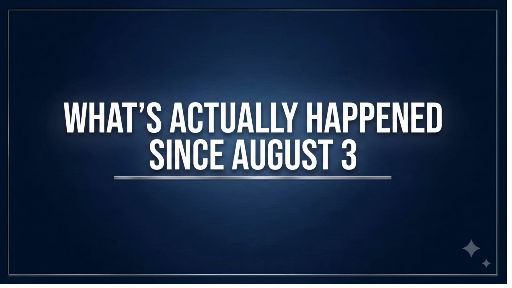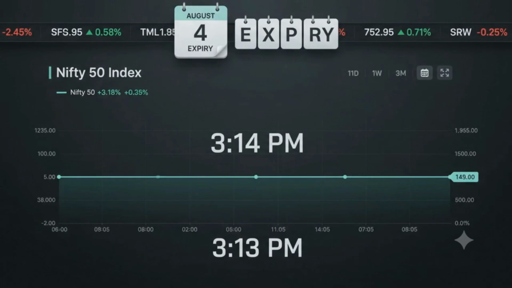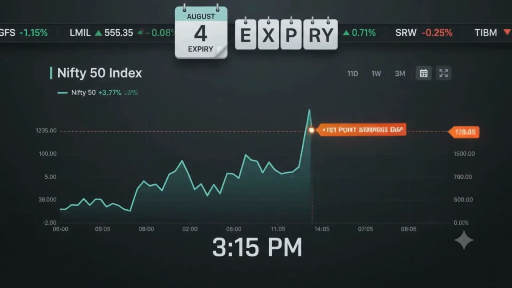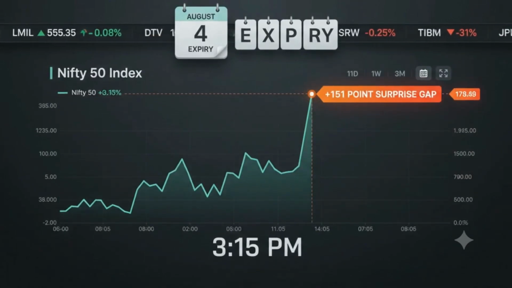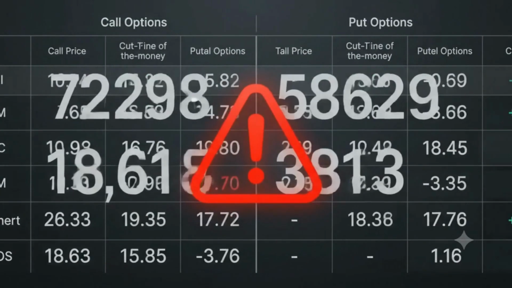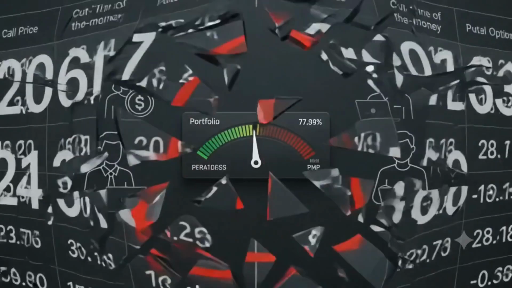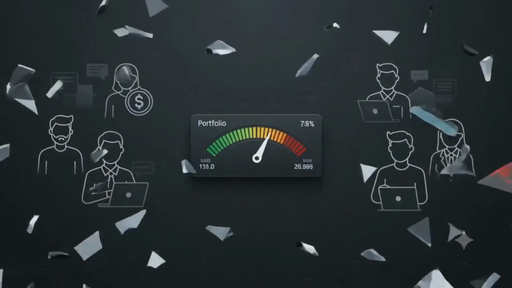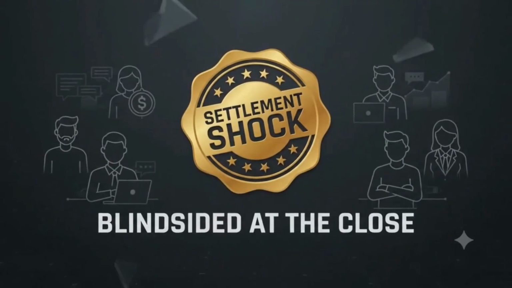This is the part that's been dominating trader Twitter, so let's get into it. On the very first Nifty expiry after rollout, August 4th, the closing auction produced a jump of roughly 150 points away from where the market was trading just before 3:15 pm. Traders who were pricing options based on the pre-auction level got blindsided by where the actual settlement landed.